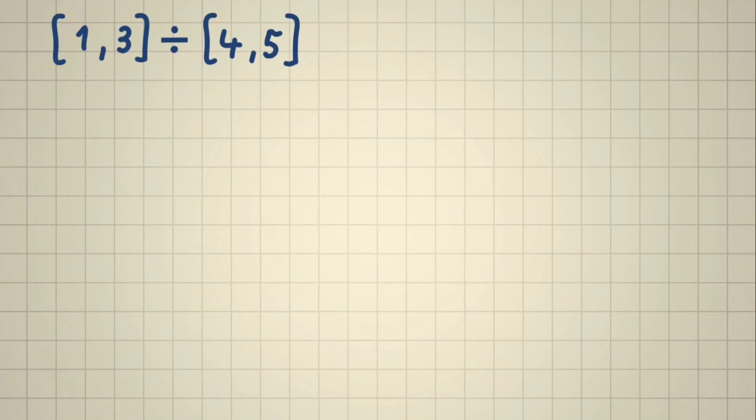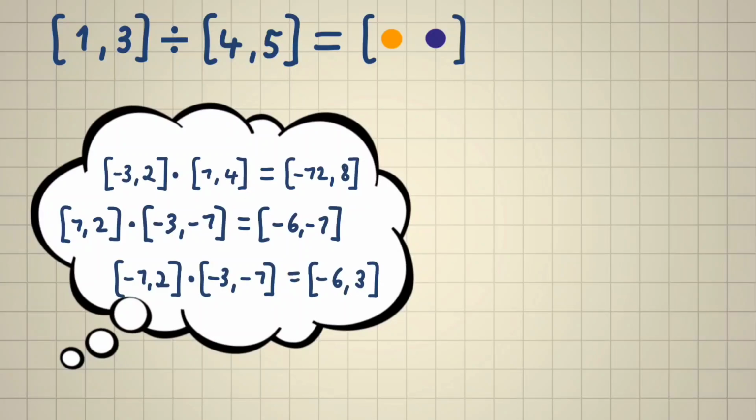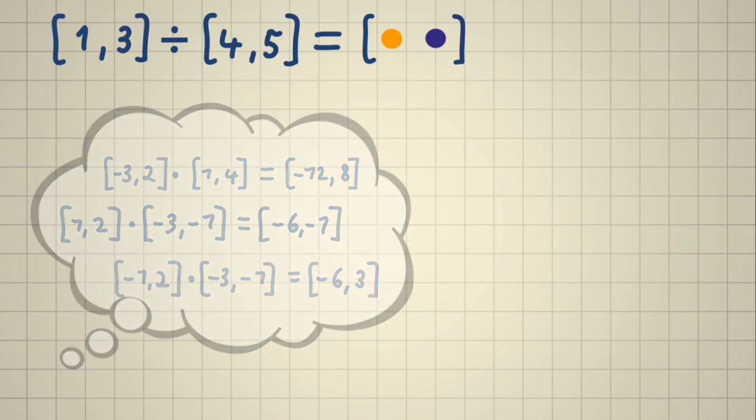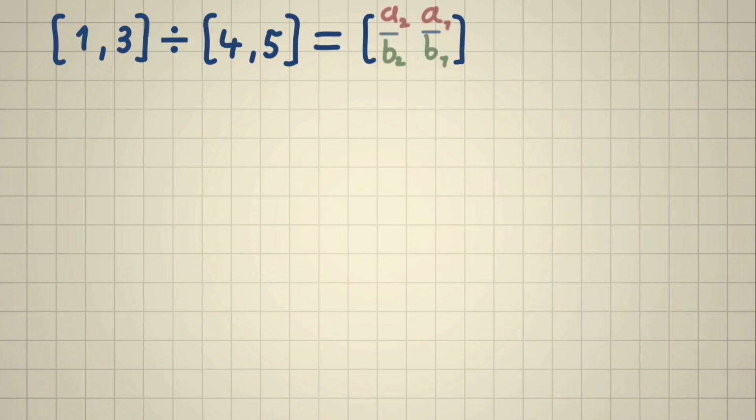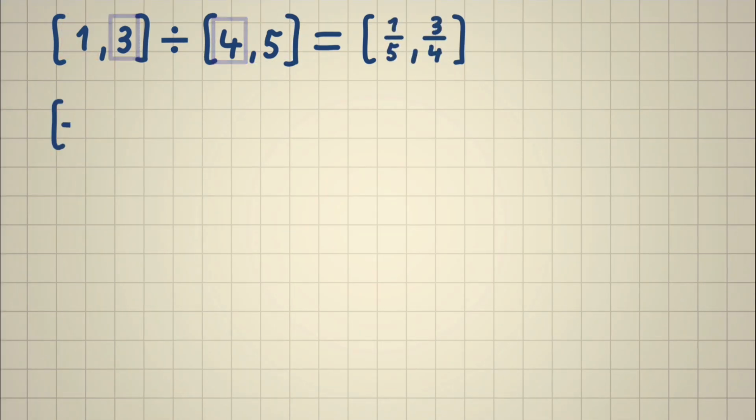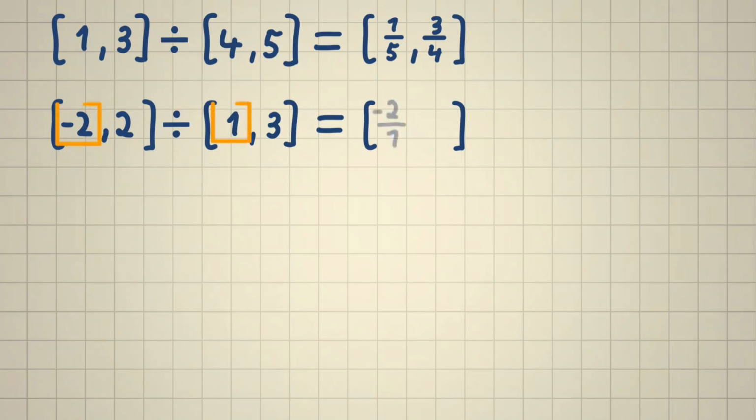Well, you can probably guess how it works for division. Exactly. Again, we look for the smallest and largest value that can result from dividing the boundary values. And as with multiplication, depending on the intervals, different combinations can lead to the smallest possible interval that covers all possible results for this operation. For example, here it's 1 divided by 5 and 3 divided by 4. And here it's a different combination that leads to the correct result.